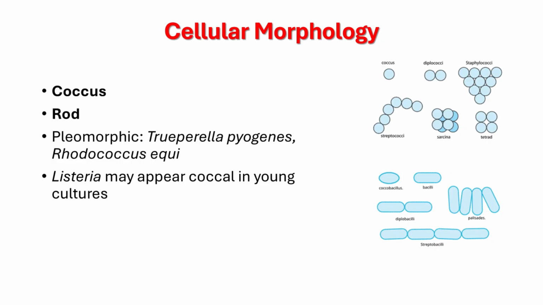Bacteria are classified as cocci or rods. Pleomorphic bacteria may look coccal but usually show rod forms as well. Listeria also shows coccal forms in young cultures.